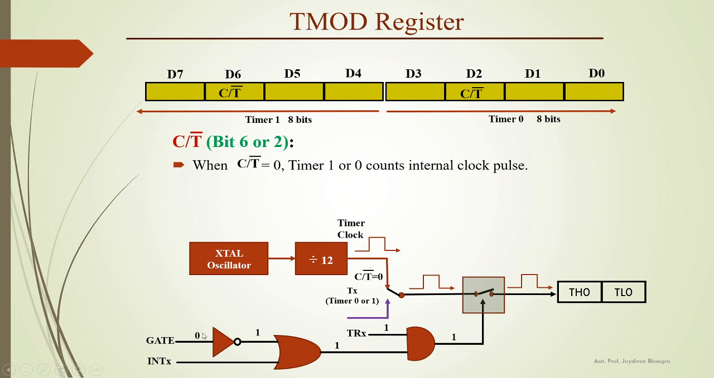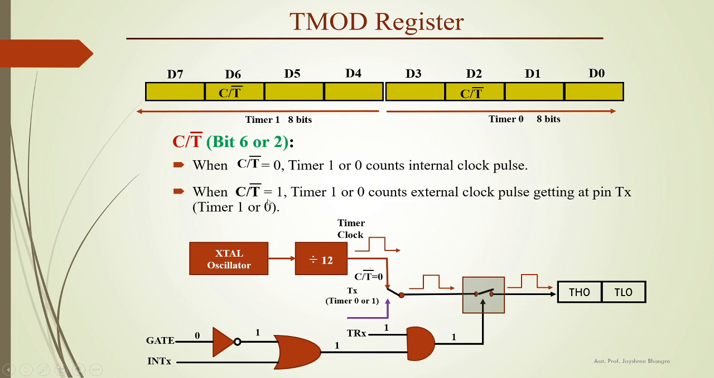We are making GATE 0, so that it turns on the timer regardless of the state of the INT pin. So here timer 1 is counting the pulses from the internal oscillator when this bit is 0. If we make this bit equal to 1, then timer 1 or 0 counts the external clock pulses received at pin TX, that is T1 or T0. If we make this bit equal to 1 and we are applying external clock pulses, then the switch will be connected to the TX pin and the external clock pulses will be counted by the timer.